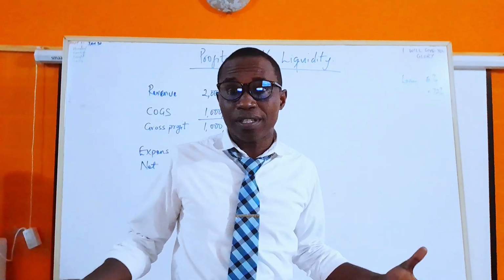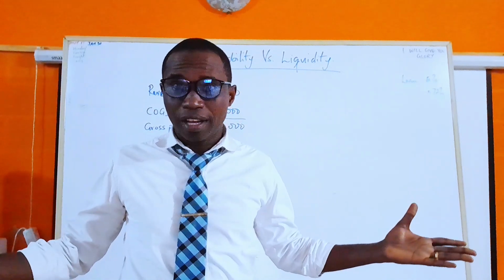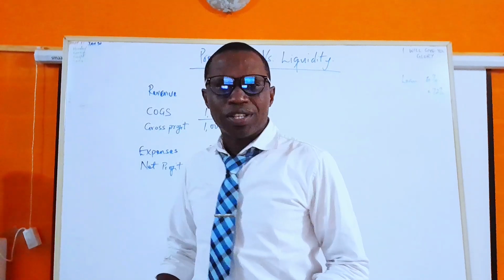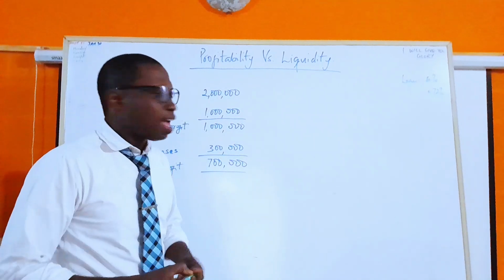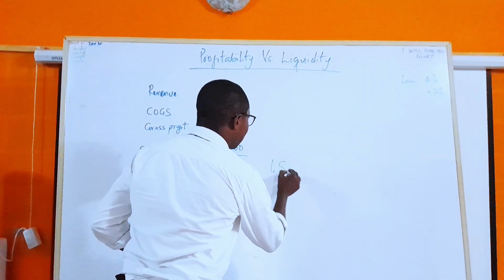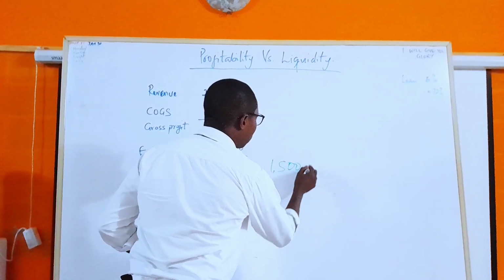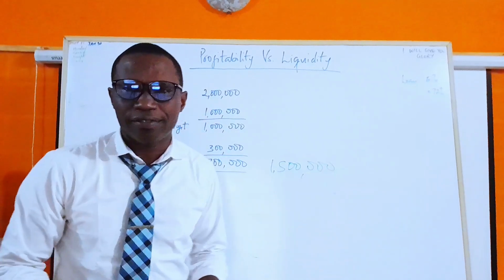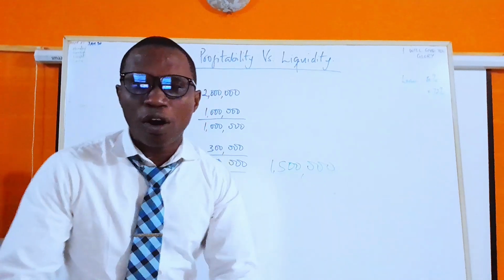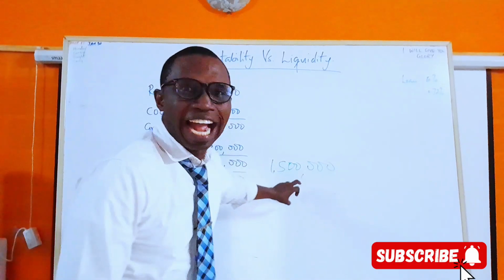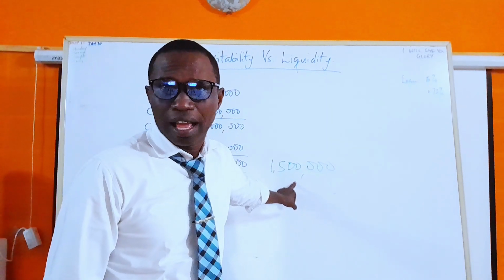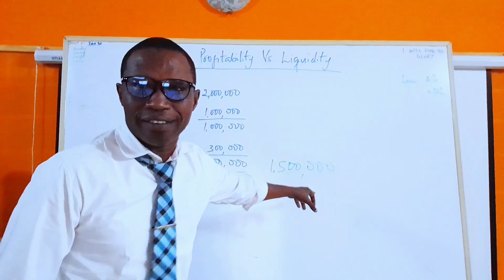So the business is making profits, 700,000 out of a revenue of 2 million. But the question is, this same business, the revenue that was made, has people owing that business 1.5 million. So debtors is 1.5. So the matter is, this business is profitable, but it's not liquid. Why? Because a chunk of the revenue is tied up with the debtors, with receivables. There is no way this business will survive. There is no way.